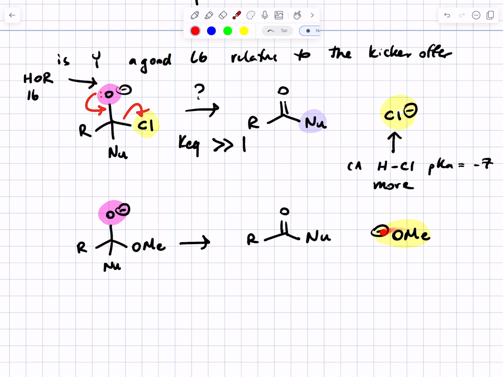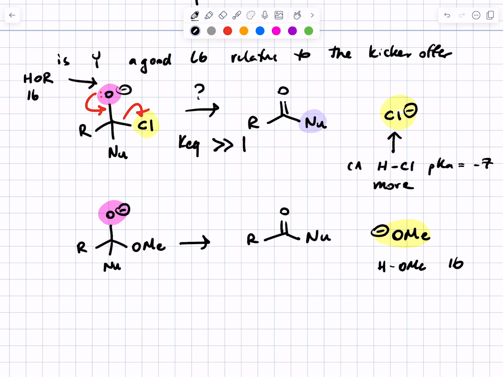Sorry, MeO minus is the conjugate base of an alcohol, methanol, which has a pKa of 16. It's not a very good leaving group, but that's why the question is always, for us today, relative to what? Is it a good leaving group relative to a negatively charged oxygen? Well, I'd put the equilibrium constant somewhere around 1, meaning yes, it's reasonable, but it's not as favorable as this one. Does that make sense?